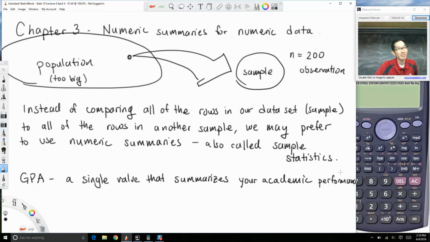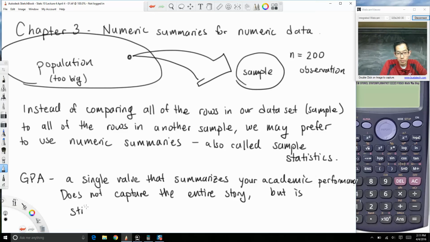It's just, whether we like it or not, this is how the world works, because rather than sitting people down for like a 10-hour interview to get the inner workings of someone's life, a single number is often useful, okay? So the GPA, that's all it is. A single value that summarizes your academic performance, okay? Does not capture the entire story. But it's still useful when making comparisons between students.